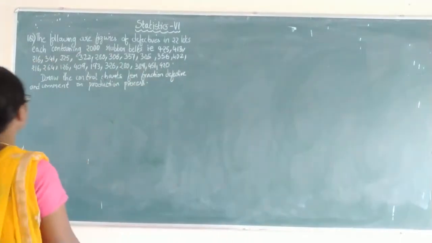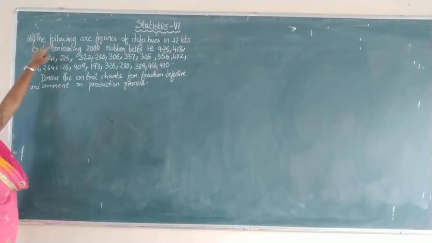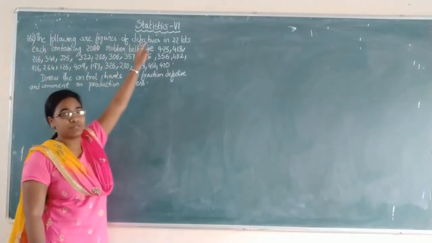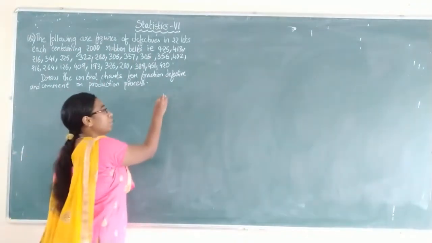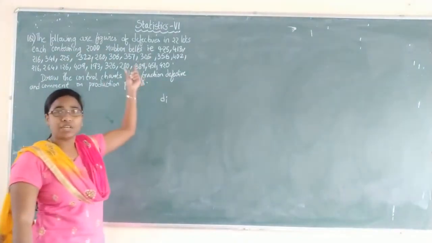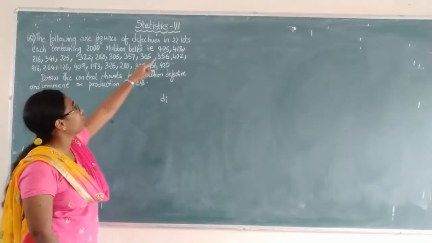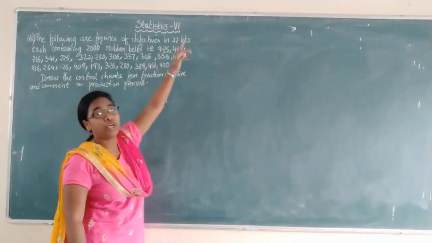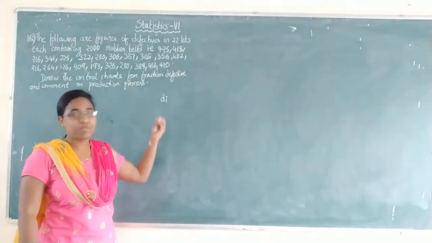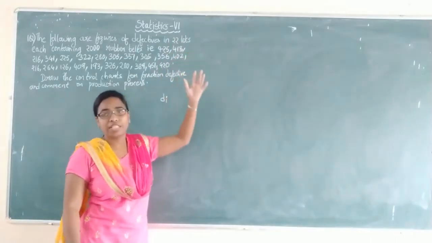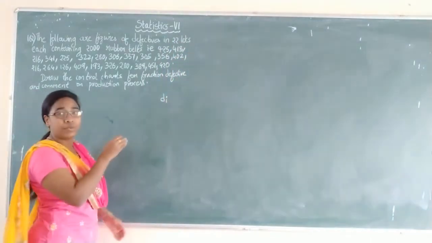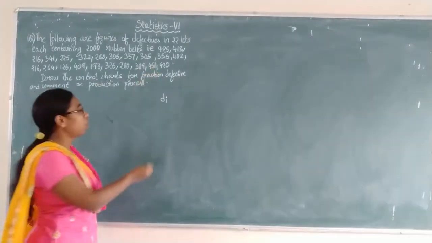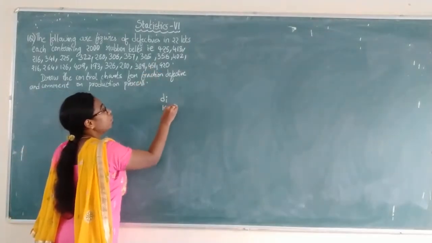Read the question. The question is, the following are the figures of defectives. So here defectives are given. Defectives are denoted with DI, that is in your question DI values are given. Defectives in 22 lots. So instead of samples they have mentioned lot. Lot is nothing but units in a sample. Overall the units in a sample are called the lot. So K equals 22.